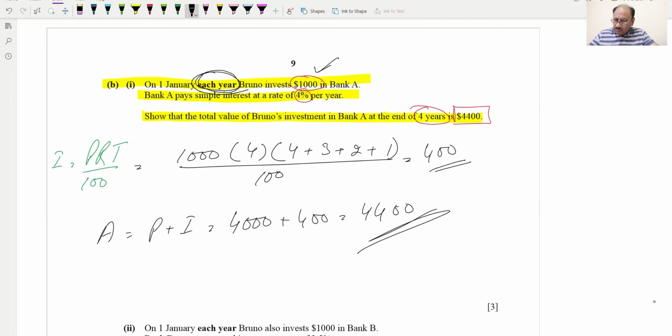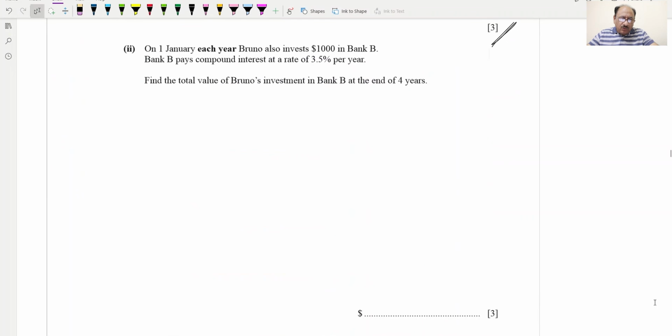Hopefully you understood this concept also. So this will be $4400. This is the 3-mark question which is done. Now on 1 January each year Bruno also invests 1000 in Bank B. Bank B pays compound interest at the rate of 3.5% per year. Find the total value of Bruno's investment in Bank B at the end of 4 years. Now we will be using the compound interest formula.